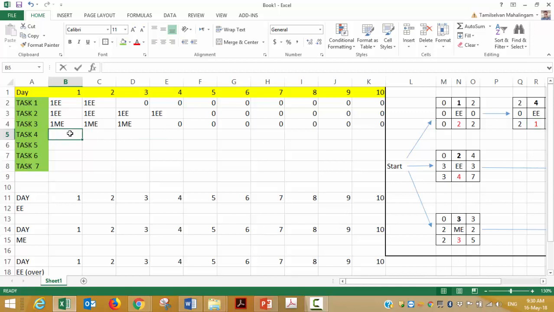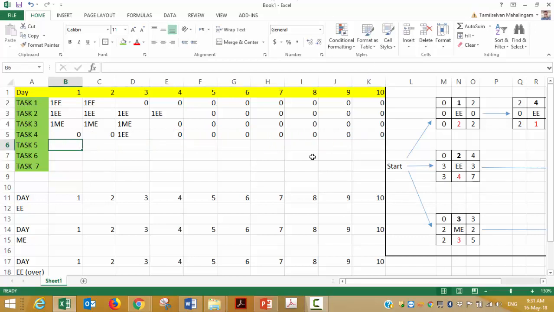So first day I don't need anybody, second day I don't need anybody. So on the third day, which is after you finish task 1, I need one electrical engineer. So I'm going to put 1 EE. That's it. So for a 1 day activity, I just need one electrical engineer. So I'm going to move on.